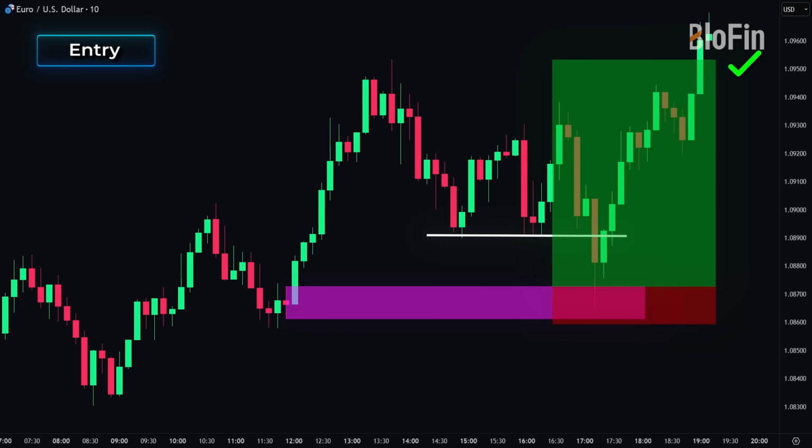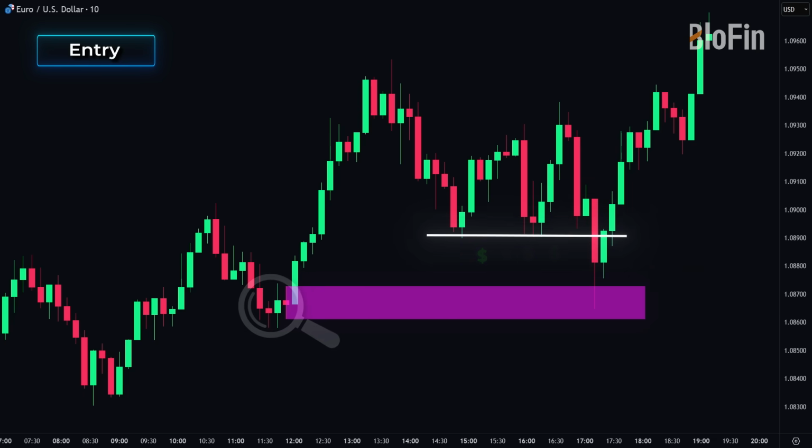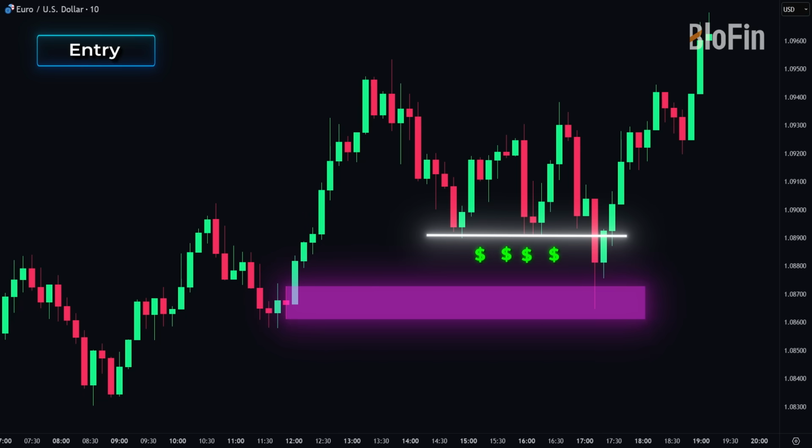Now, this strategy might seem hard at first, as many conditions need to come together for it to work, but it's really just about spotting a few key rules. A liquidity level formed near a supply or demand zone. It's no different than trying to spot a regular chart pattern.